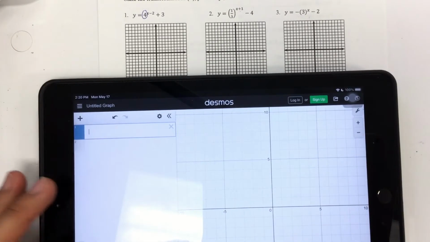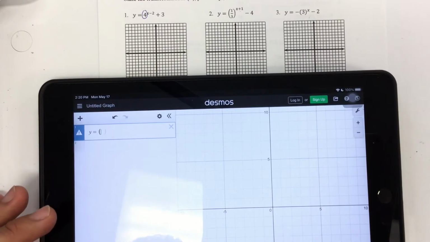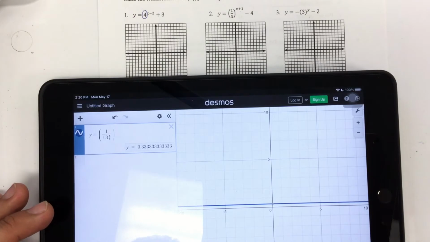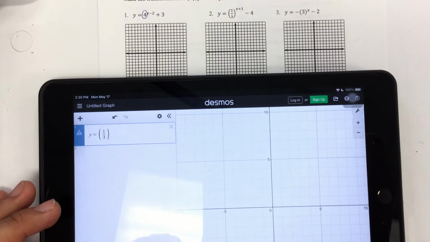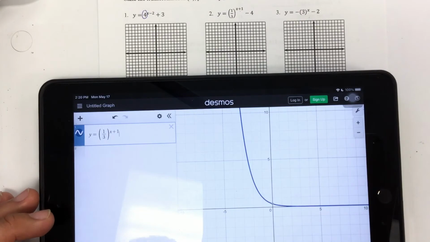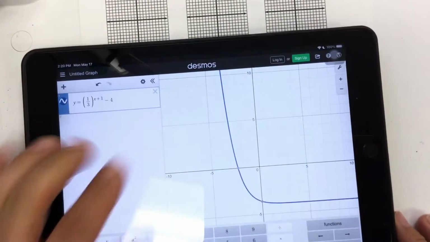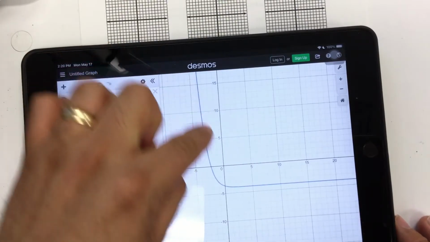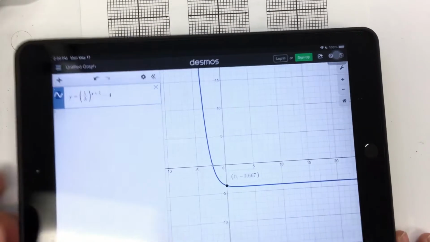So really quickly, graphically, if you wanted to take a look at this, when you type it in, y equals 1/3 raised to the x plus 1, and then we have -4. So you can see from left to right it goes down as opposed to going up. The y-intercept we can just touch right here and see that it's 0, -3.667.